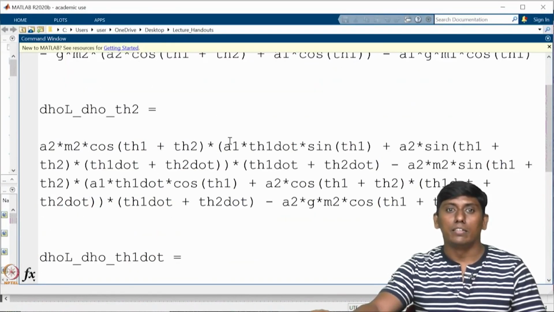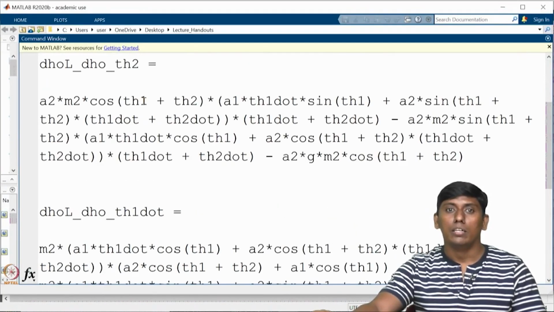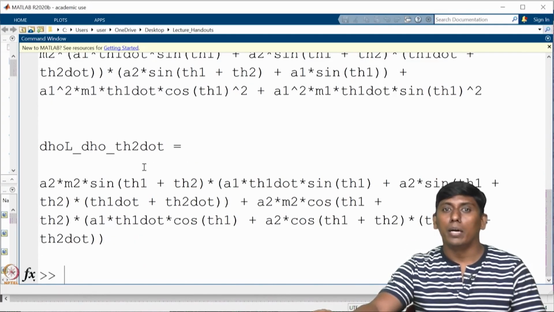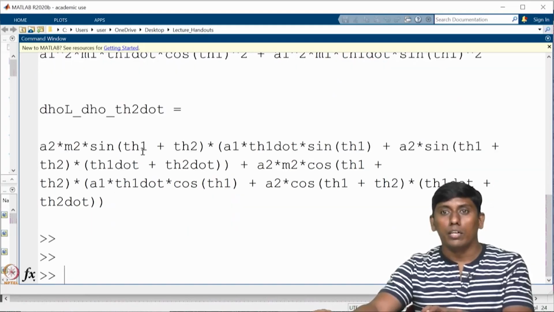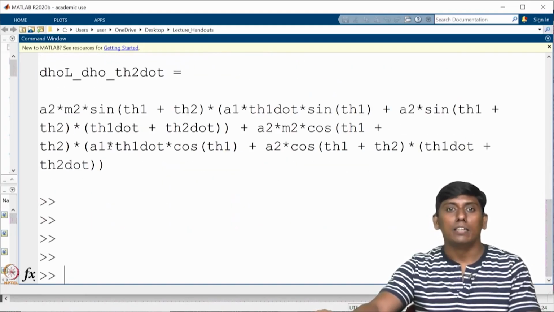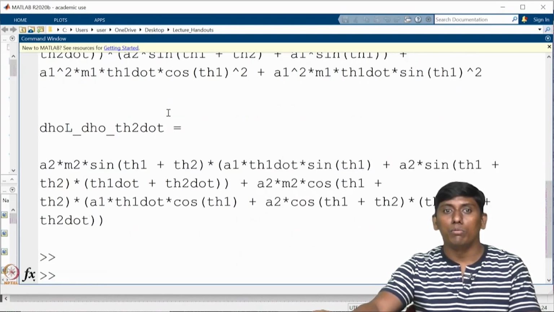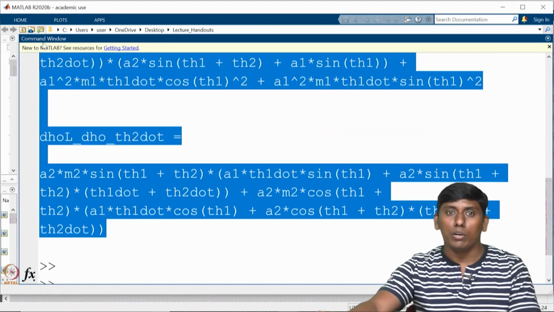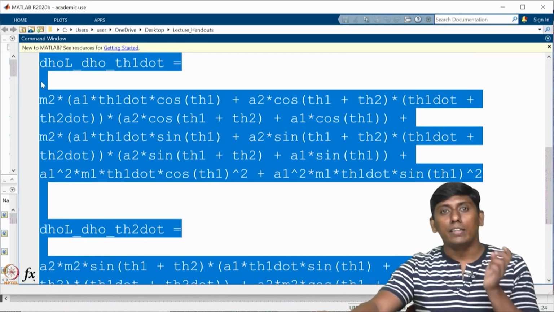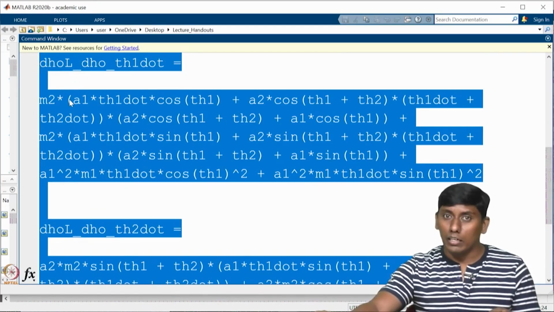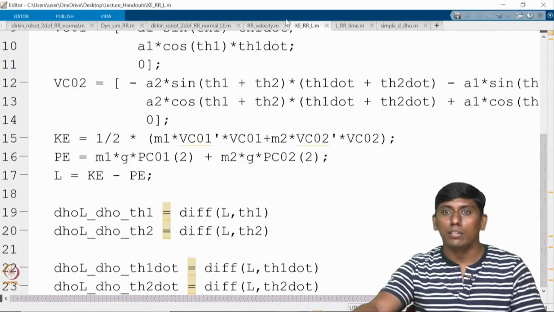You can see this is dou L by dou theta 1 and this is dou L by dou theta 2. This is dou L by dou theta 1 dot and this is dou L by dou theta 2 dot. So I just wanted to show that, you can see, right. Now these two are supposed to be taken as a time derivative. What one can do is copy these two terms, and then say that theta 1 and theta 2 are time dependent. So that is what we are doing in the third thing.